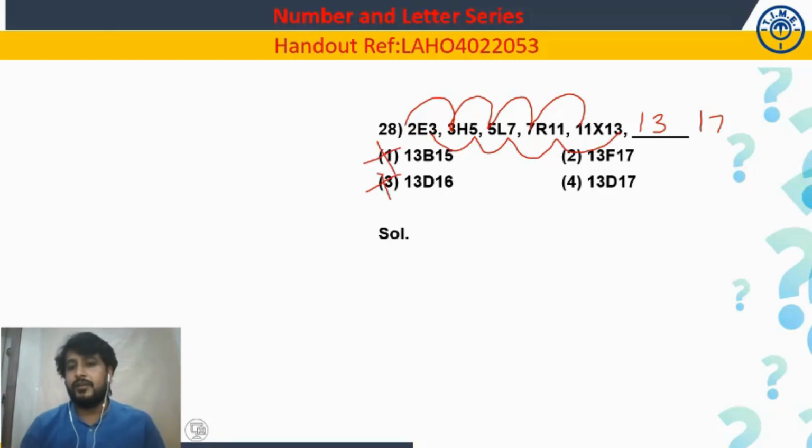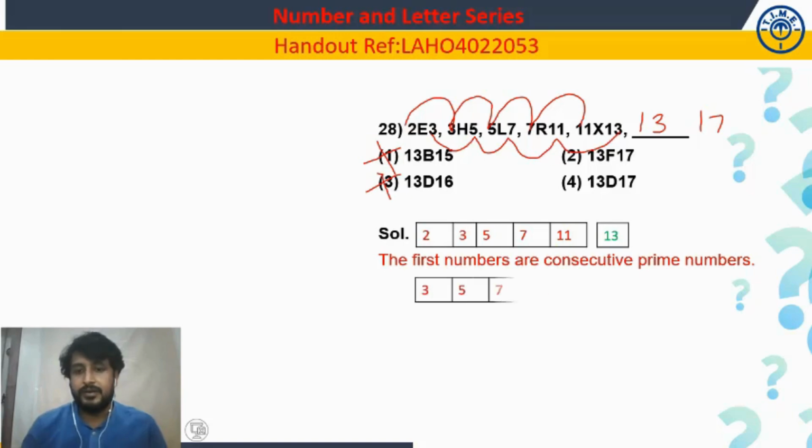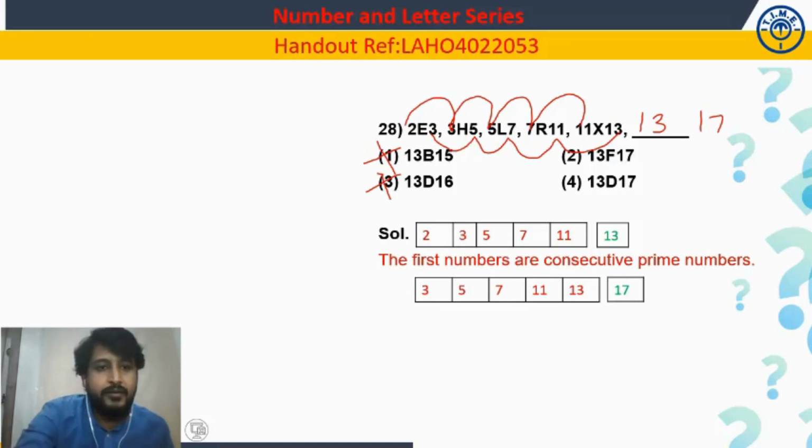Now identify the logic in the letters. Definitely the letter will have some relation with the given numbers, right? Let us try to identify that. Even before that, the first numbers 2, 3, 5, 7, 11 are consecutive prime numbers, and next will be 13. The third numbers 3, 5, 7, 11, 13 are also consecutive prime numbers, so after 13 will be 17. Now, what is given here?